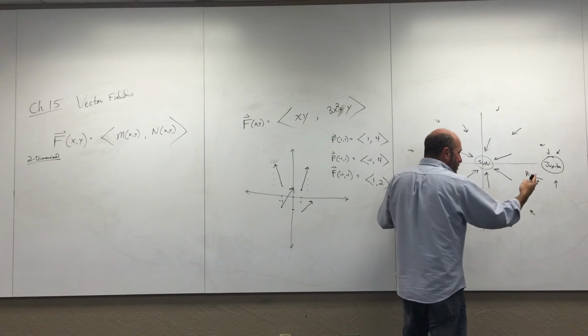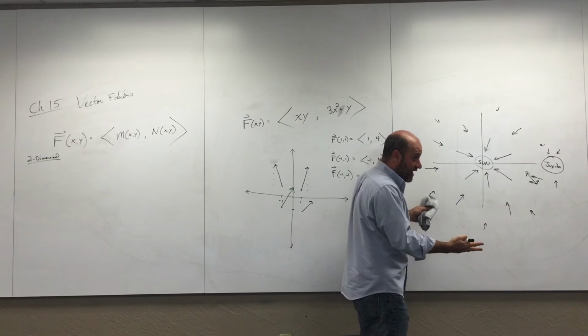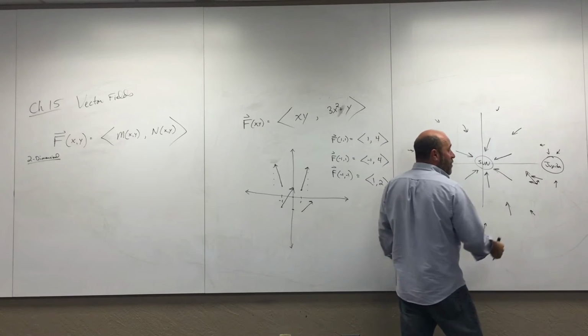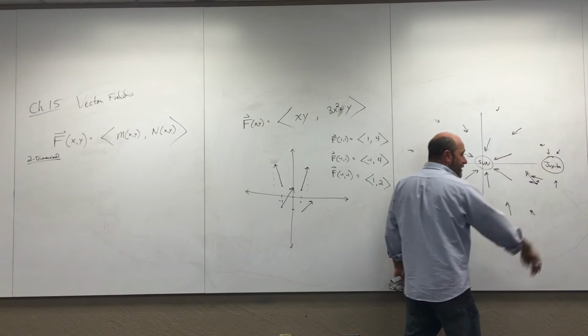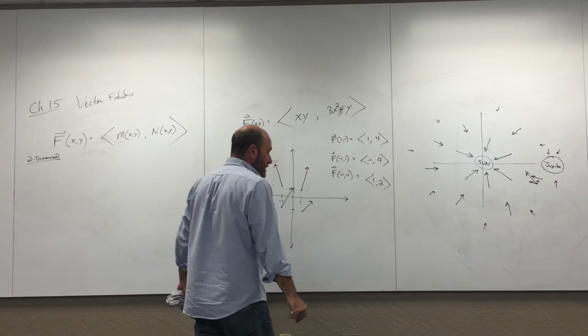Anyway, now I've really thrown a kink into what was just a nice gravitational vector field. Now it gets kind of more complicated with two bodies there. But maybe you're getting the point.